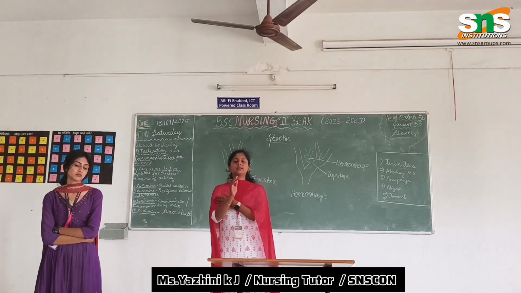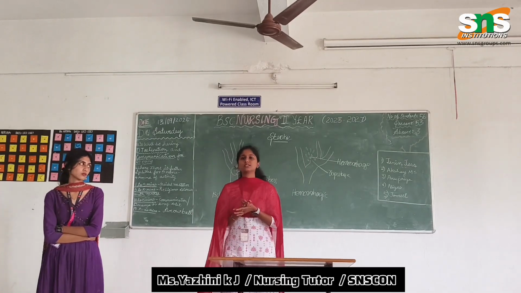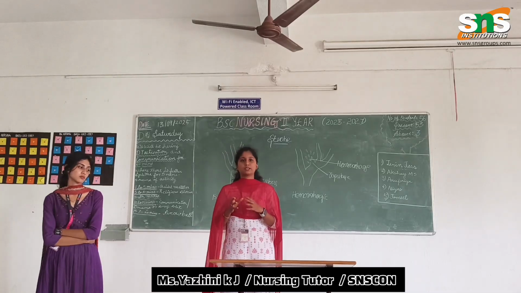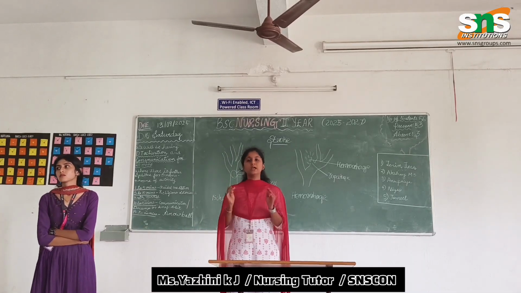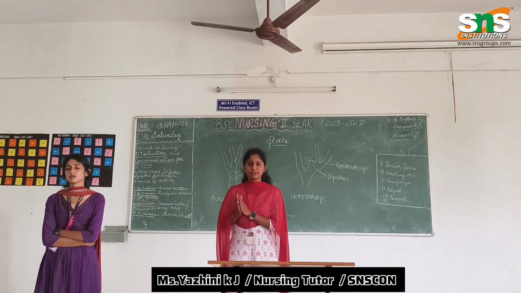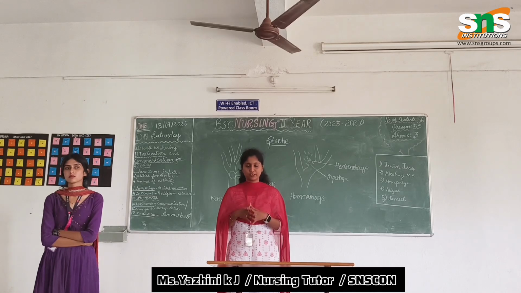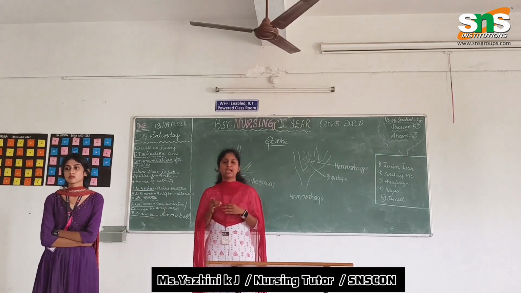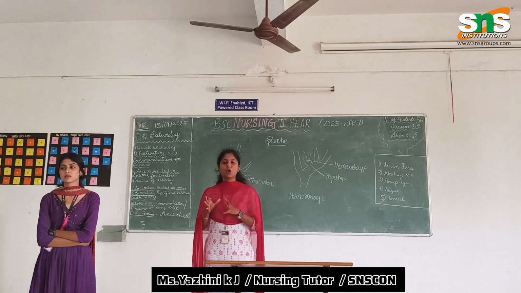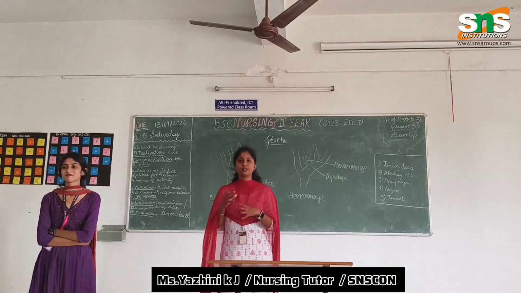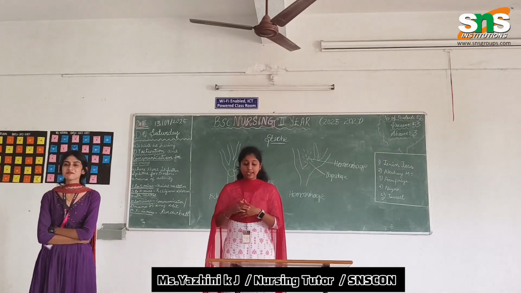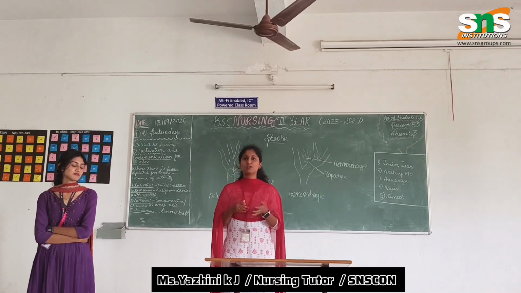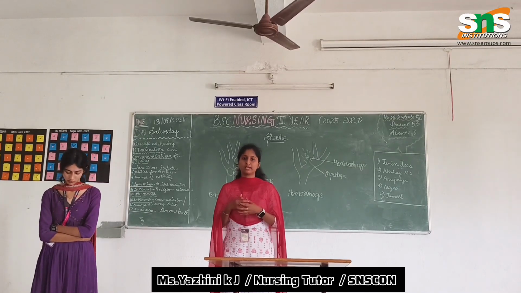Next are the causes and risk factors. The causes and risk factors can be of two types: one is non-modifiable and the second is modifiable. The non-modifiable are age, gender, race and family history. So these are the non-modifiable causes of stroke. And the modifiable are hypertension, diabetes mellitus, smoking, alcohol, etc.